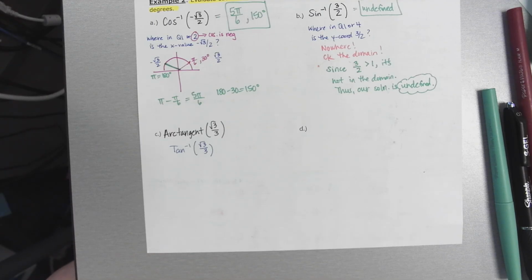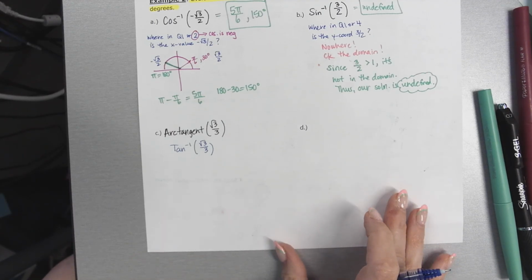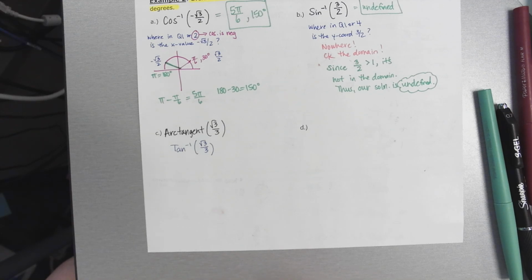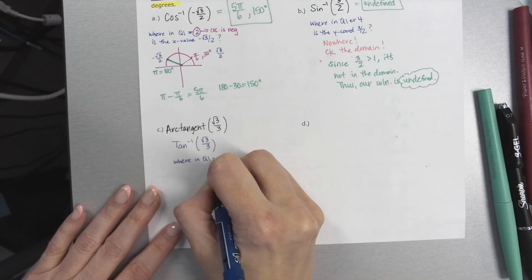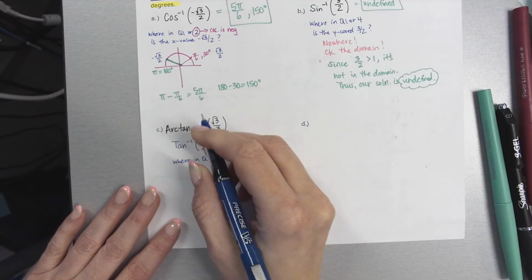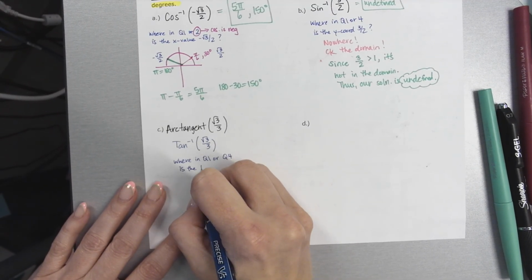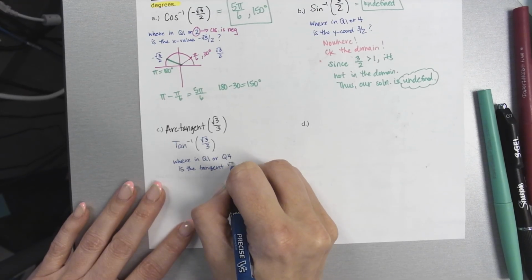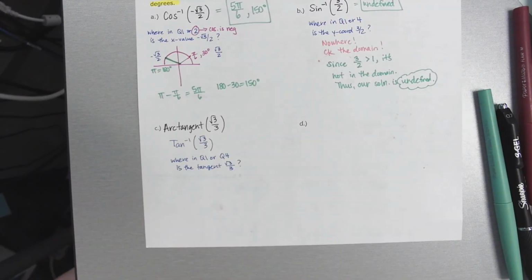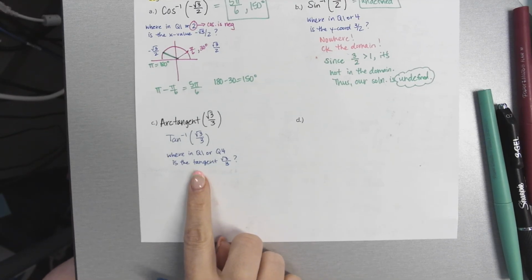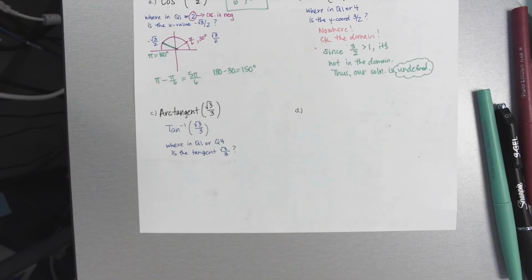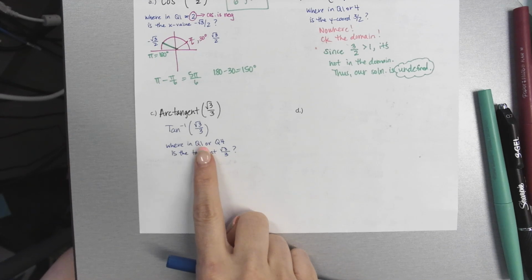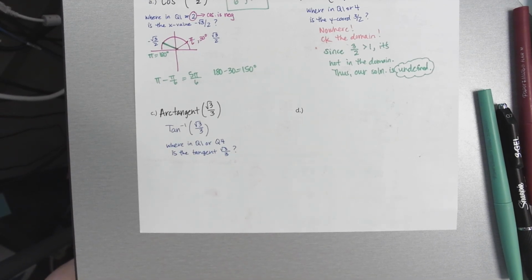Okay, so the tangent inverse of root 3 over 3, okay, is where in quadrant 1 or quadrant 4 is the tangent root 3 over 3. Okay, so I'm always writing out what you should be thinking. If it's tangent, it's 1 or 4. Okay, so you're not going to worry about if it's in 2 or 3 because this is what your output has to be.